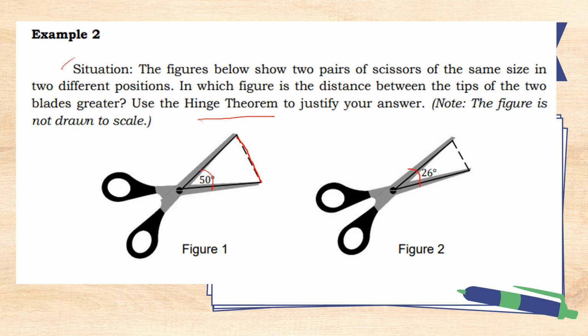So look closely. This side of figure 1 is longer since the angle opposite to it is greater than the angle opposite to it in the other figure, which is only 26. So, in which figure is the distance between the tips of the two blades greater? It is figure 1.